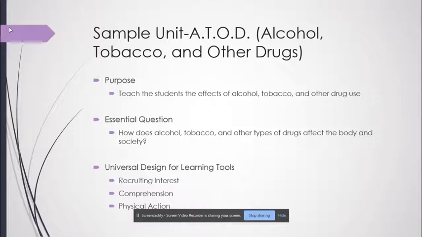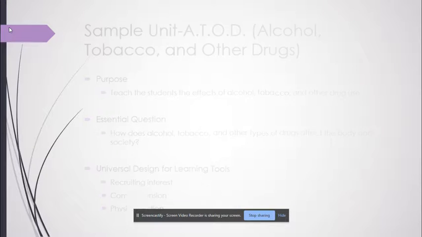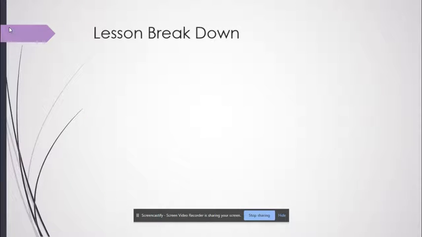In this unit, I use the UDL. The tools that I used were recruiting interest, comprehension, and physical action. The next couple of slides are the lesson breakdown.